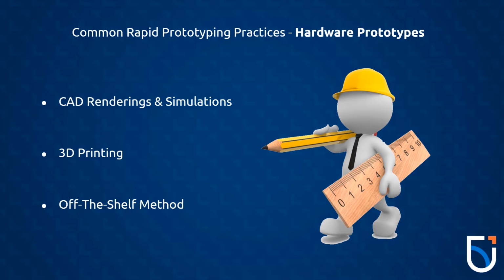The second one is 3D printing. One can quickly print pieces of plastic to construct a physical prototype without investing in high upfront cost equipment. Lastly, off-the-shelf method. Using the products and/or materials found at hardware stores or even arts and crafts stores, one can produce a rudimentary prototype that emulates the basic functionality of your product.